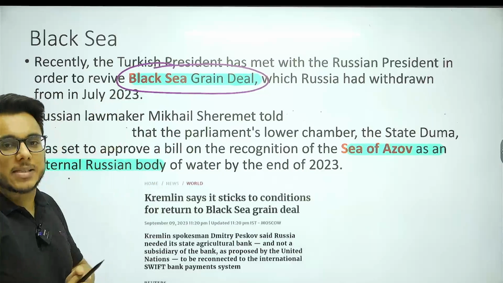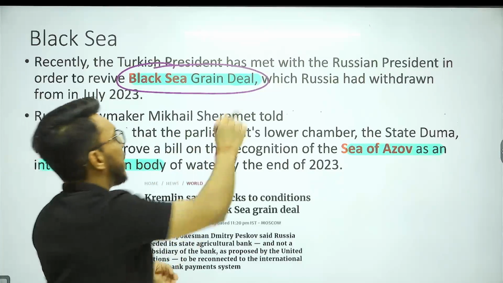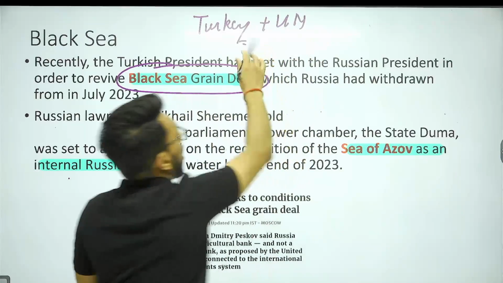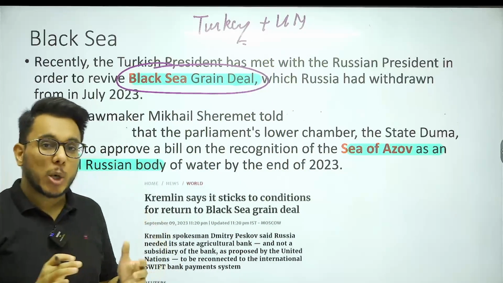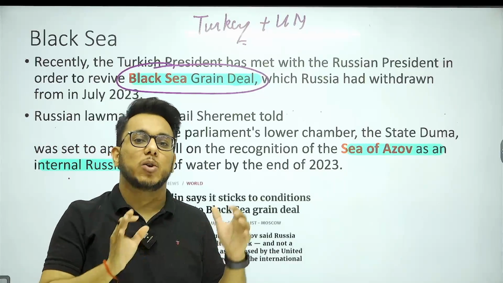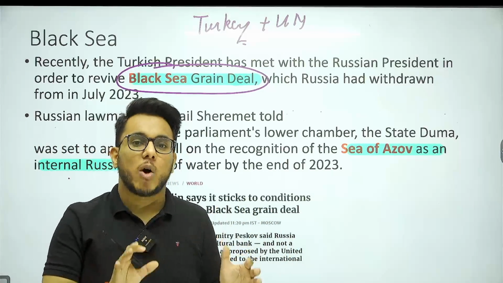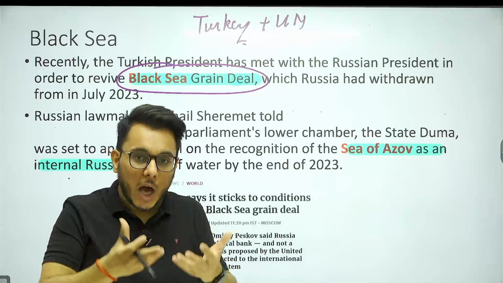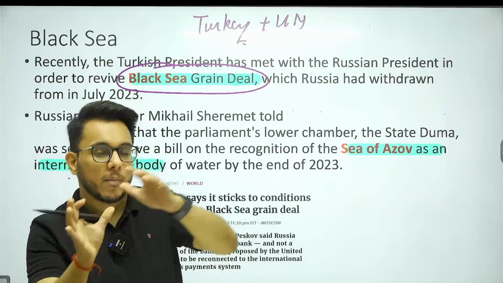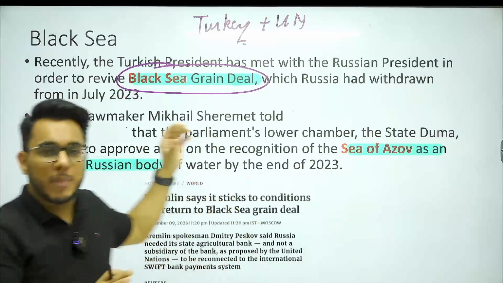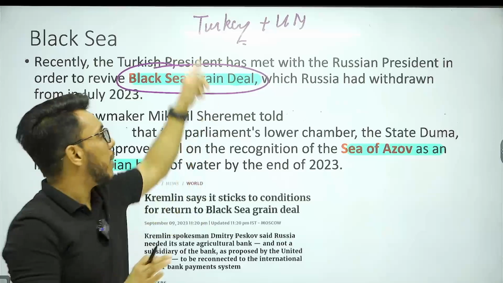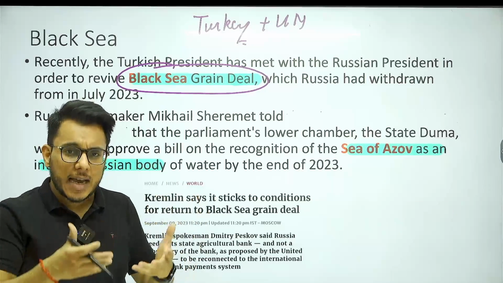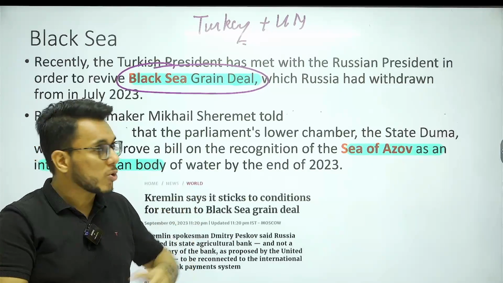When we talk about the Black Sea Grain Deal, it was originally brokered by Turkey and the UN. Now, what is this Black Sea Grain Deal? Ukraine is the bread basket of Europe. Because of the Russia-Ukraine war, grain supplies from Ukraine to Europe were suspended. Therefore, to allow the transportation of grains from Ukraine to Europe on humanitarian grounds, this Black Sea Grain Deal was brokered by Turkey and the UN. But Russia withdrew from this deal. Now Turkey is again trying to revive it. So therefore the Black Sea is important.